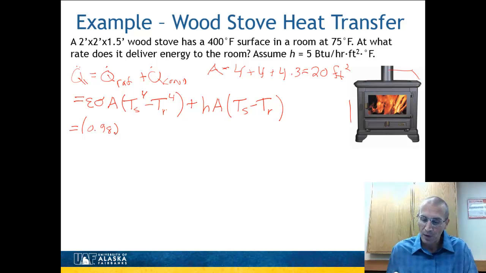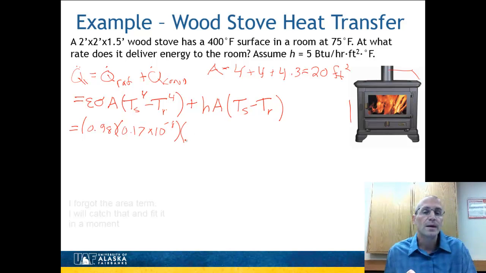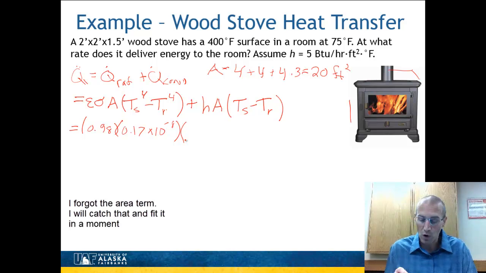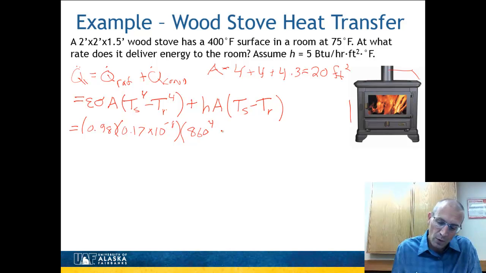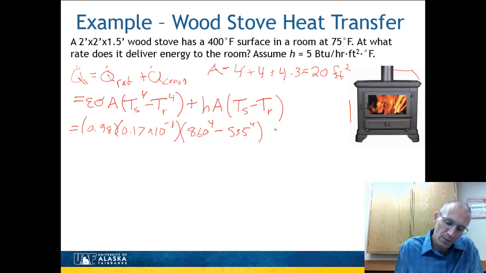would be appropriate. Stefan-Boltzmann's constant, we're in English units here, so I'll do 0.17 times 10 to the minus 8. And now I've got my temperature to the fourth power. And recall, we need to do this in absolute. So now I'm going to be doing this in Rankine, which means I'm going to be adding 460 to this 400. So I'm going to have 860 to the fourth minus that of the room, which is 75 plus 460. So that will be 535 to the fourth.